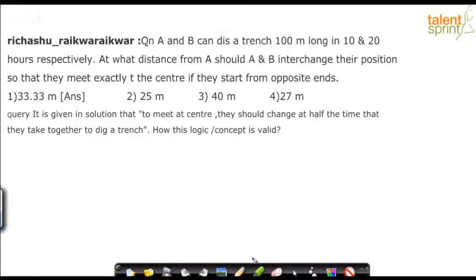Let me do it in a regular way, see what happens, and try to establish the shortcut. Let's assume this is A and this is B, the distance is 100 meters, and this is the point from which they should interchange. Let's say this is the interchanging point. So if this is X, this will be 100 minus X. They should meet exactly at the center here. They interchange positions at this point.